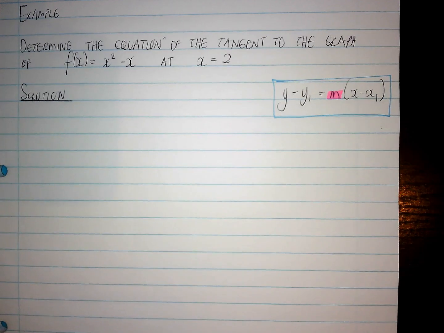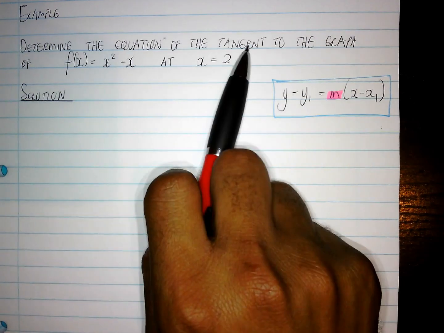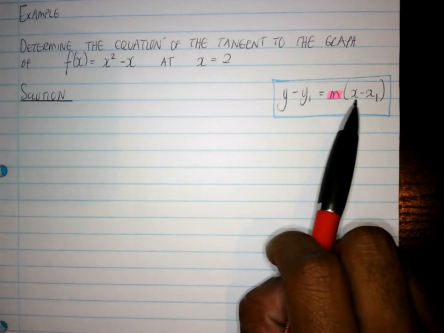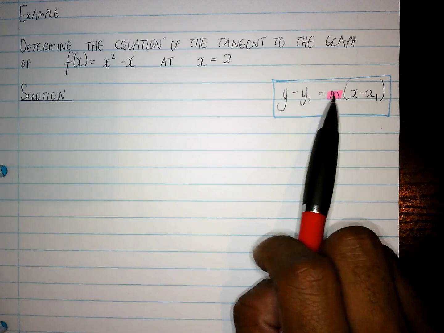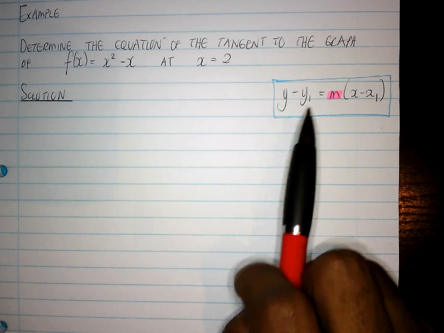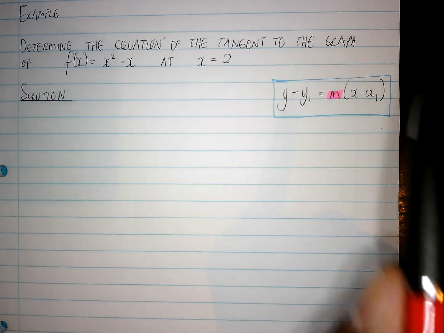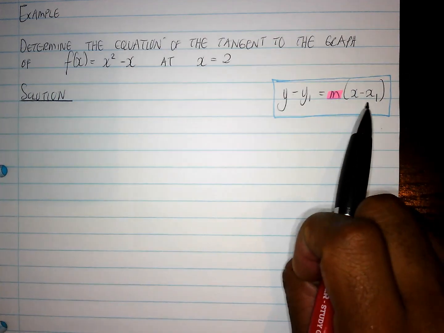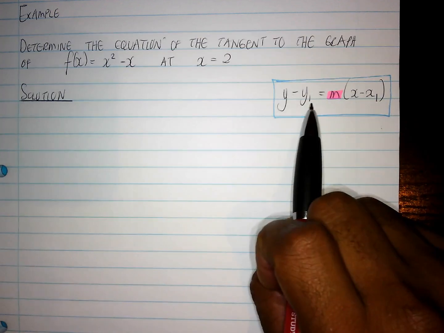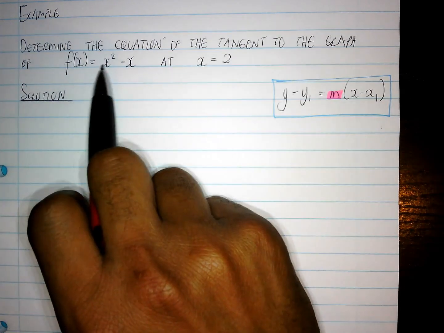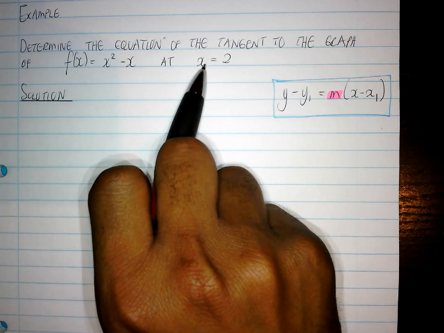Right, so let's look at this example. It says determine the equation of a straight line. Remember, the equation of a straight line is y minus y1 equals m multiplied by x minus x1, where m is the gradient and x1, y1 is any point on the line. In order to determine the equation, first we have to ensure we have our gradient, the x value and the y value. So let's check. It says determine the equation of the tangent to the graph of f of x equals x squared minus x at x equals 2.